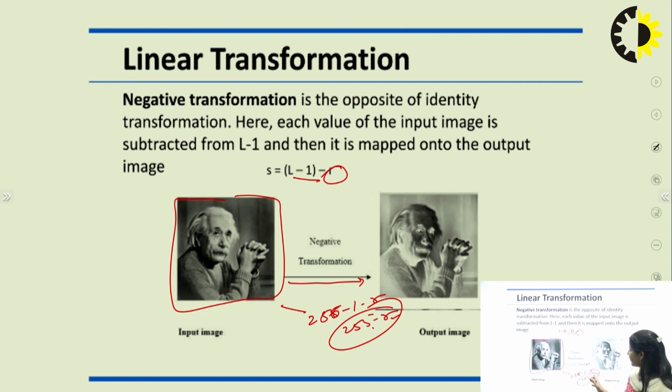Black will be converted into white pixel, and white will be converted into black, and different shades of gray level, if they have high contrast, will be converted into low contrast intensity values. So negative means opposite, means we subtract from 255 and we finally get the negative of the image. So this is called a linear transformation.